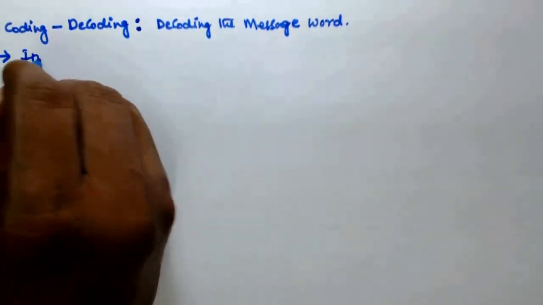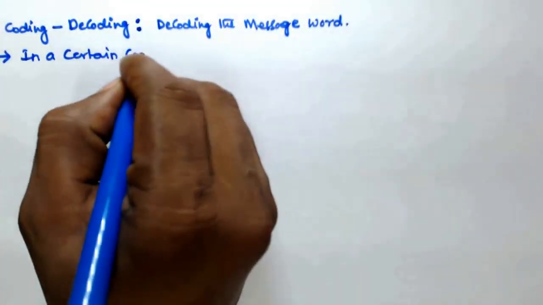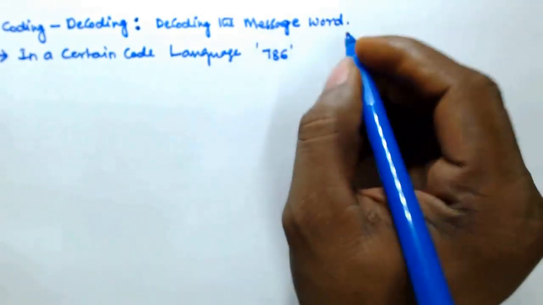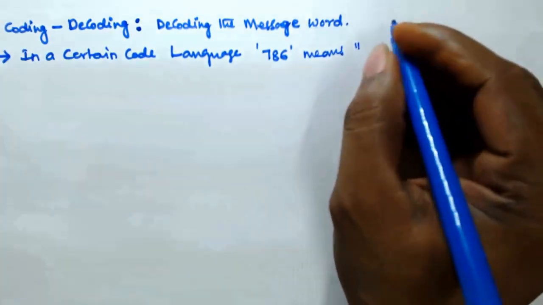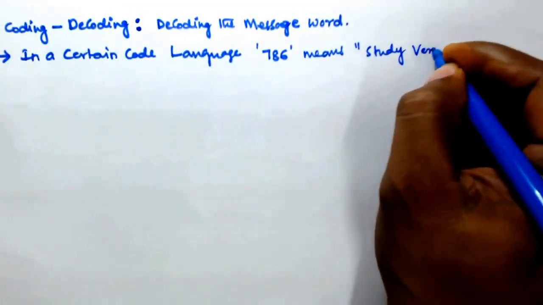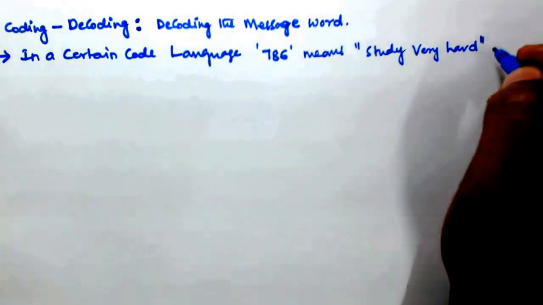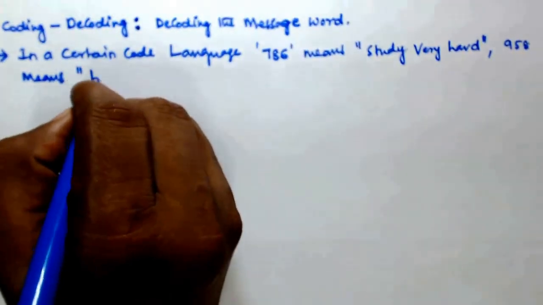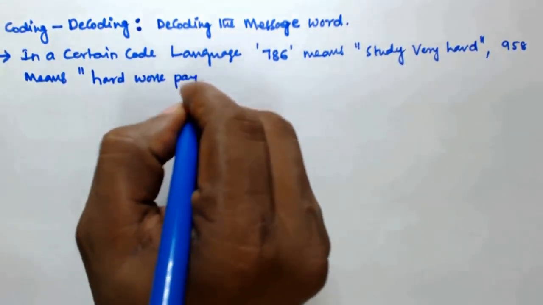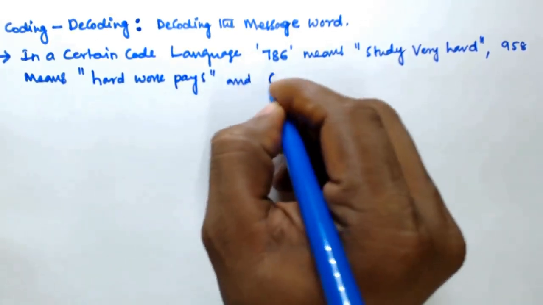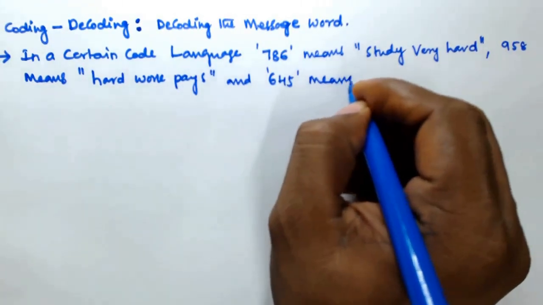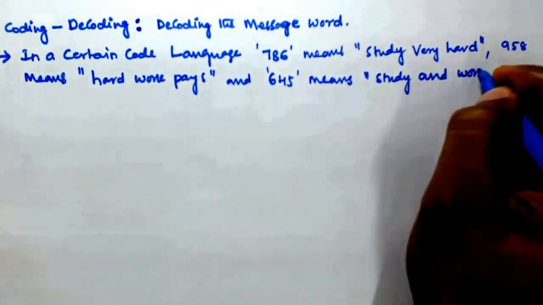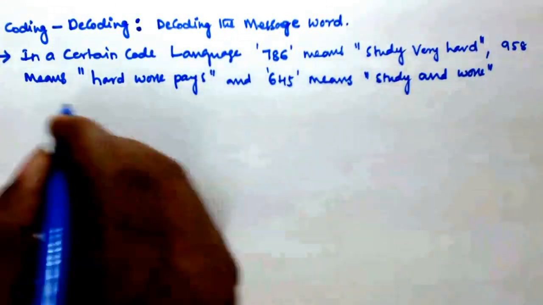Let us take one example to see this decoding the message word problem. In a certain code language, 786 means study very hard, and 958 means hard work pays, and 645 means study and work.